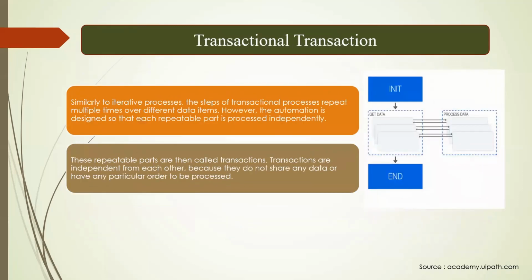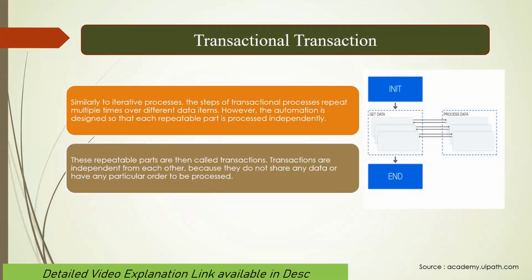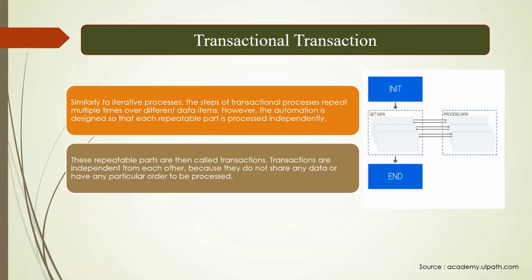Now the third one, which is being used in the RE framework, is called transactional processing. Now what is transactional processing? Each of these attachments will now be treated as a separate transaction. That means if transaction number 1 fails, it will have no impact on transaction number 2. If transaction number 2 fails, it has no impact on transaction number 3. So that is why it is called transactional processing.